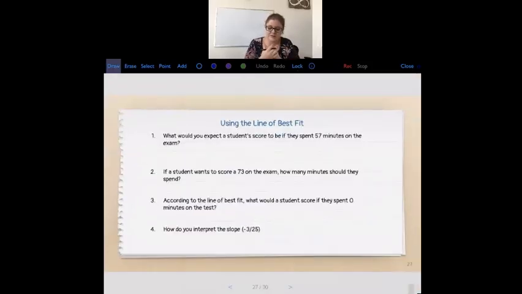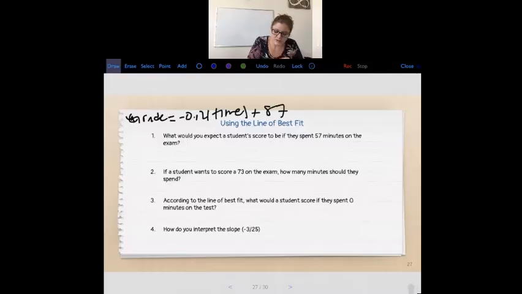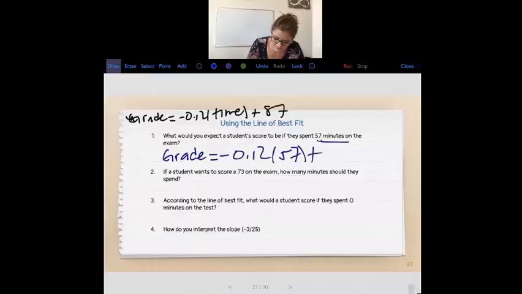Next, there are some calculations or problems that you can answer using the line of best fit. So let me write it here for us that our grade. What would you expect a student's score to be if they spent 57 minutes on the exam? So they're asking for grade, and they're giving us 57 minutes. So what you would do is take your grade, plug in 57, and simplify the right-hand side, and you would get the grade that's expected. I think this is 80.16.